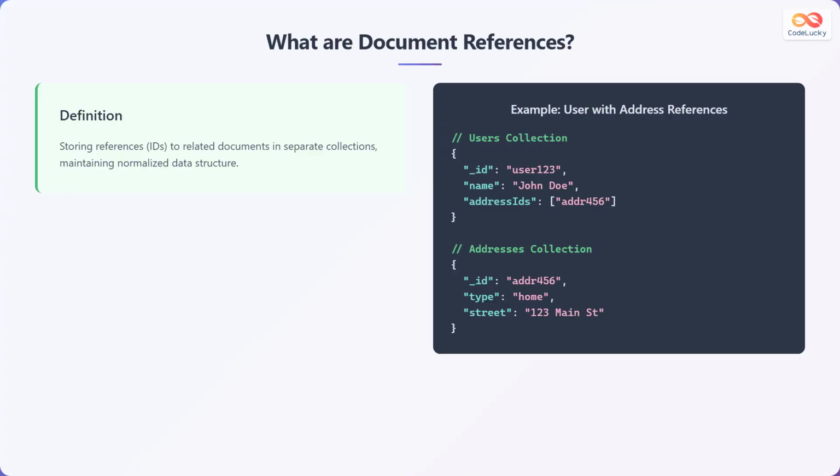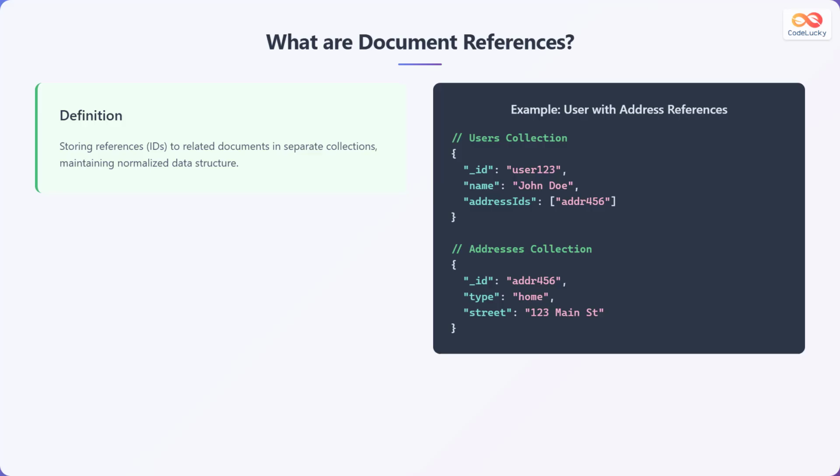Let's take a look at document references. Document references involve storing references, that is IDs, to related documents in separate collections. This maintains a normalized data structure, similar to relational databases.